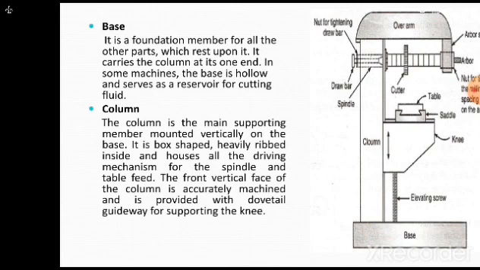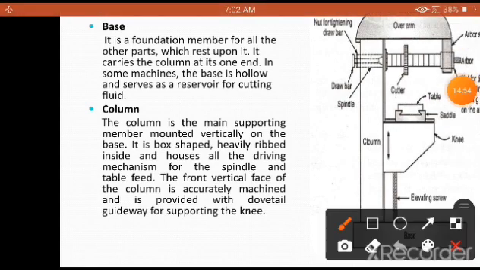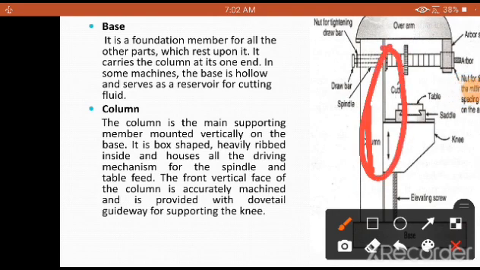Column. The column is the main supporting member mounted vertically on the base. Basically, it is a vertical type. That is why it is called the column. And at the front side, you are going to have the guideways. It is box shaped, heavily ribbed inside, and houses all the driving mechanism for the spindle and the table feed. So whatever feed we require to give for the table as well as for the spindle rotations, that mechanism is provided within the column itself.